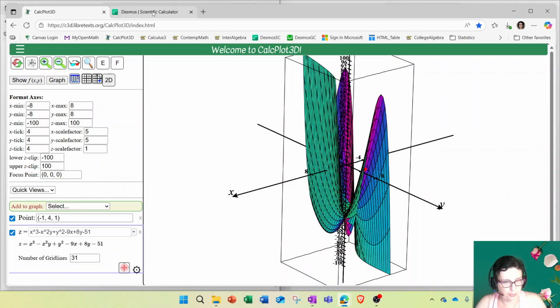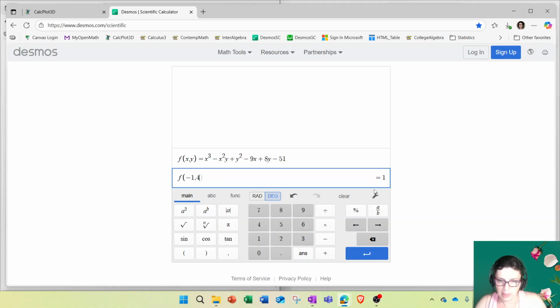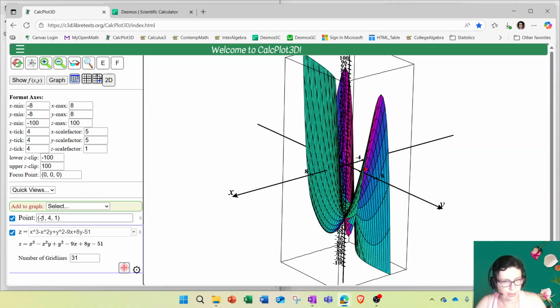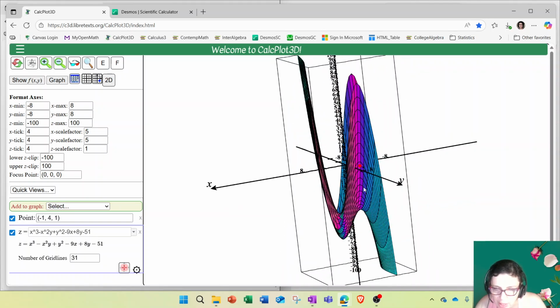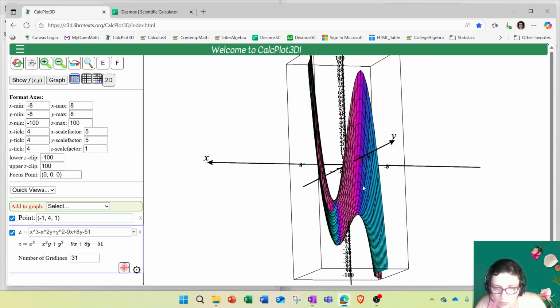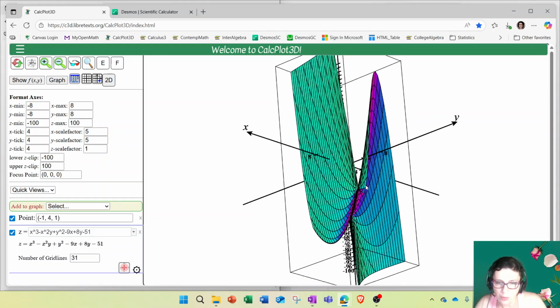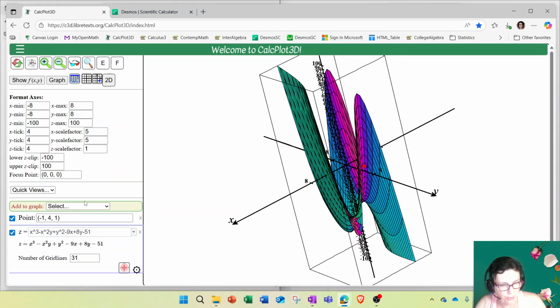So I plugged in the point (-1, 4), and I got 1 for the z coordinate. So I need to plot the point (-1, 4, 1). If you can see this red point right there on the surface, that's where we're trying to find the equation of a tangent plane. And we can actually do that using the software.